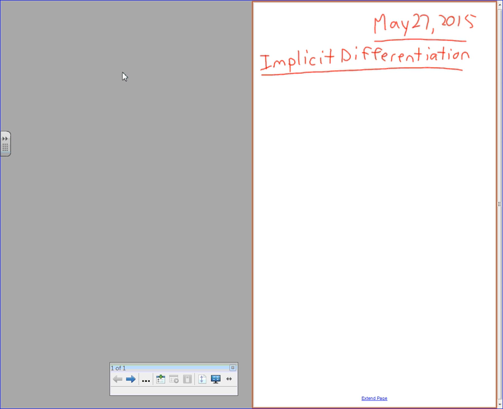Okay, so what this is used for, this is used to take derivatives of multiple variables.